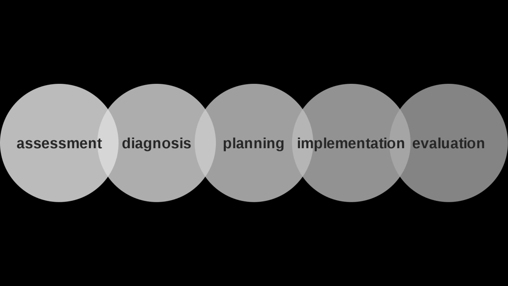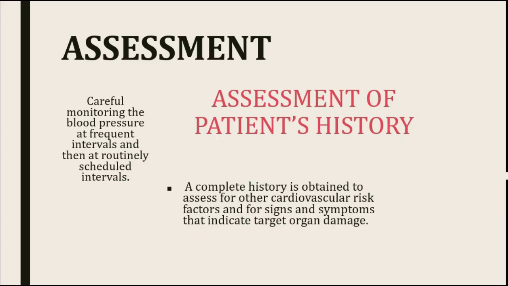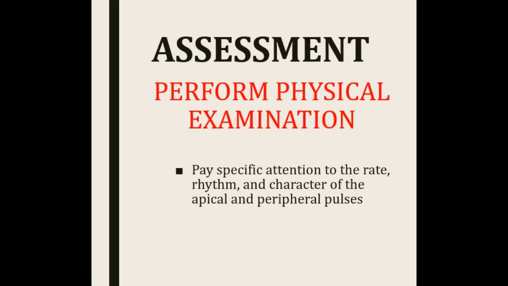Next, we will be discussing about the nursing process. First one is assessment. Nursing assessment must involve careful monitoring of the blood pressure at frequent and routinely scheduled intervals. First one is assessment of patient's history to evaluate risk factors such as smoking or family history of hypertension. A complete history should be obtained to assess for signs and symptoms that indicate target organ damage. Next is perform physical examinations as appropriate.